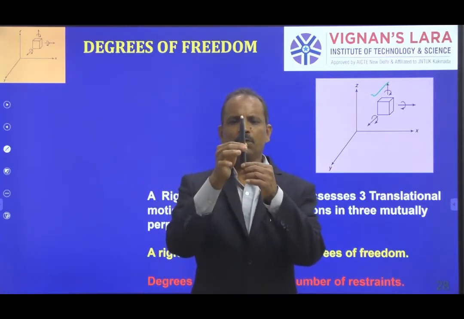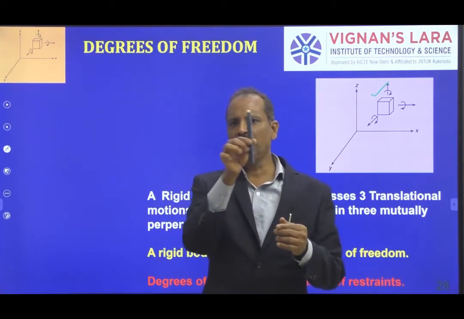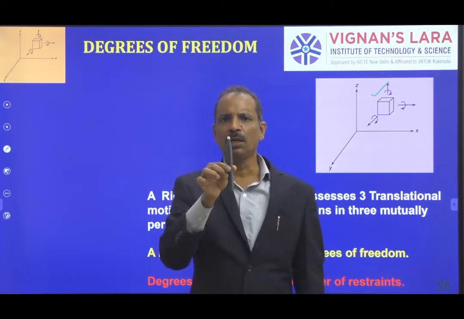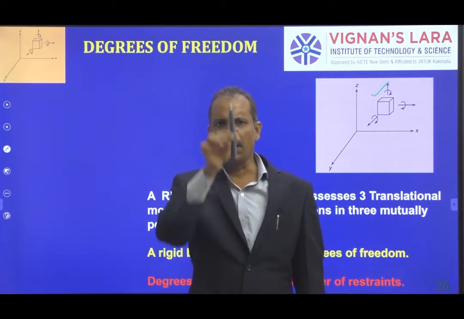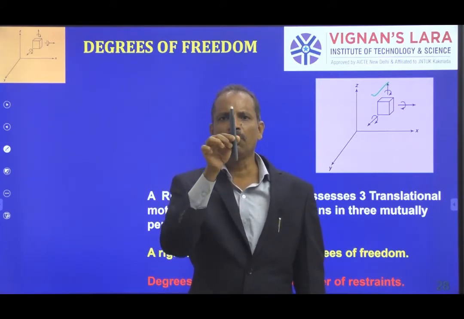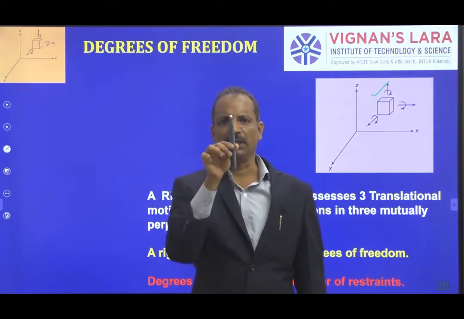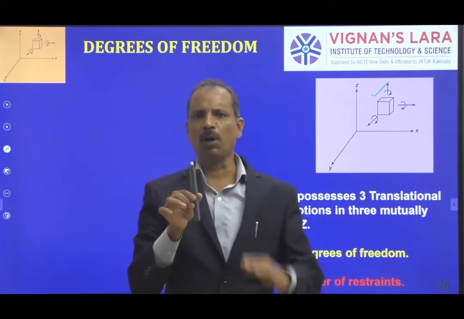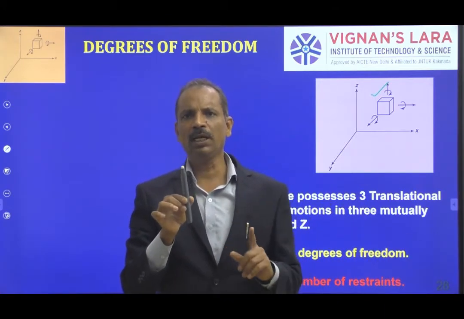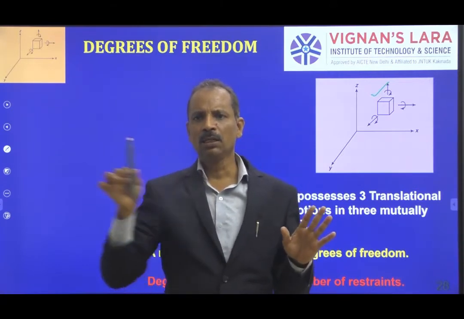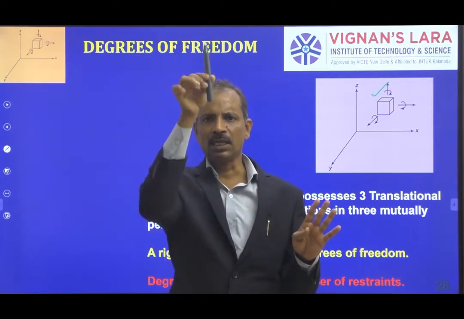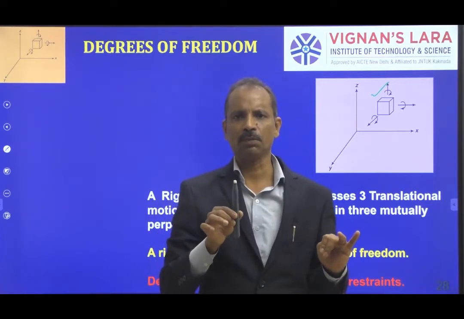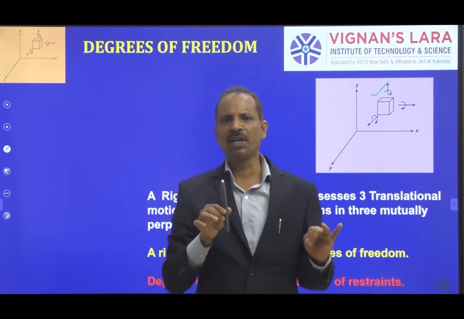Look once again. This body can be translated like this, and it can also be moved vertically up and down, and it can also be moved forward and backward like this. So irrespective of left or right, top or bottom, front or back, the total entity is taken as a single one. That means this is the 1st degree, this is the 2nd degree, this is the 3rd degree. 3 translational motions for this body in free space.